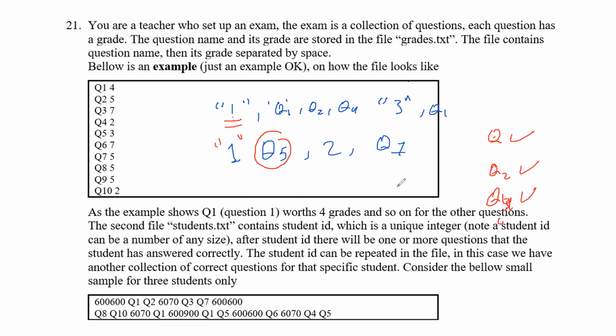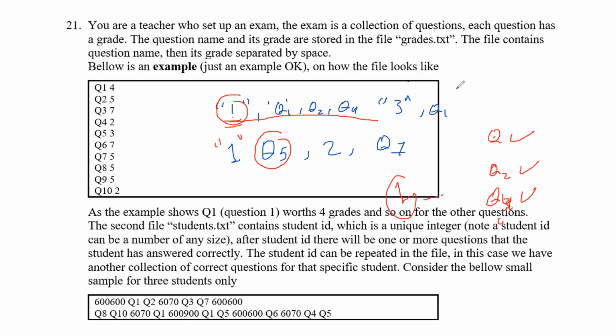What does it mean? It means that we don't have to have in the file these things to be consecutive. So I might have here student number 1, and I might have here student number 1 with another set of questions. Is this clear what I'm saying? So you need to understand the problem in order to be able to solve it.